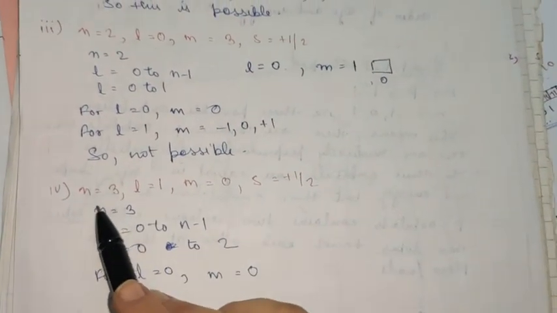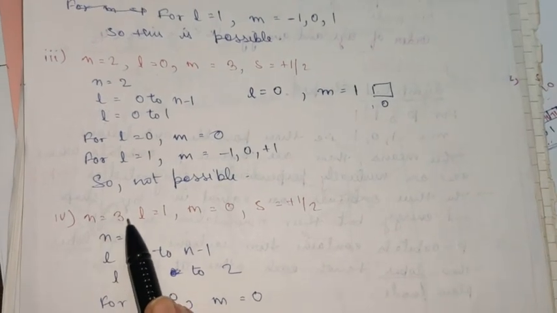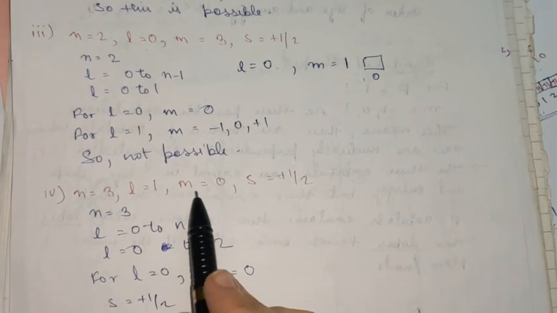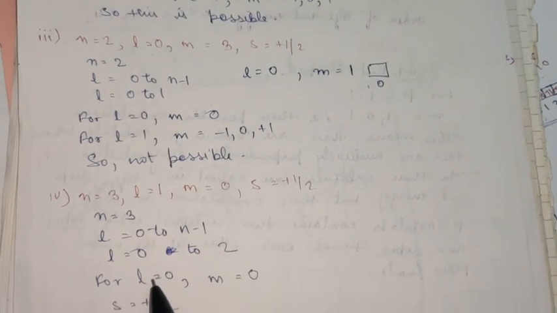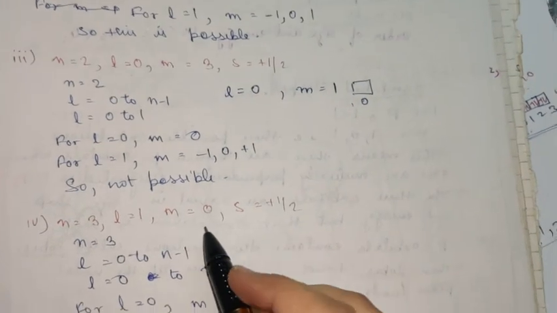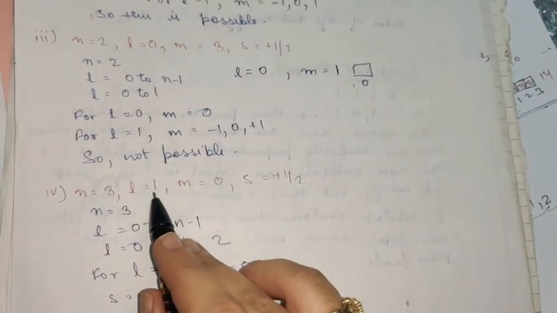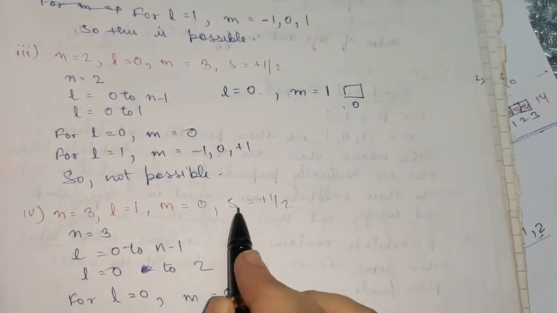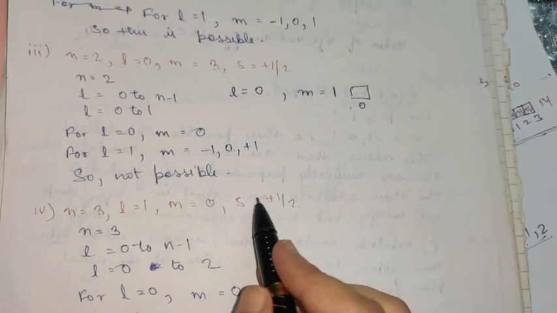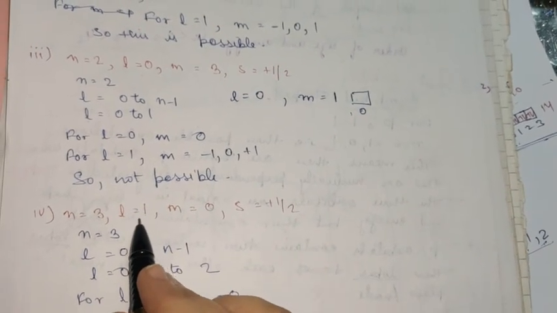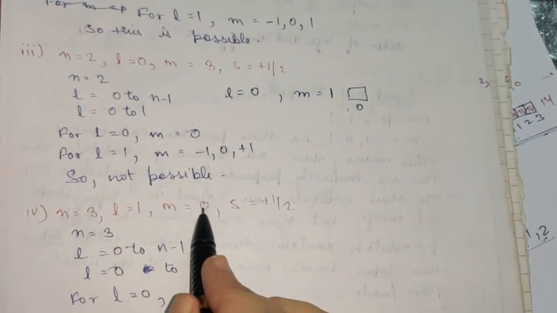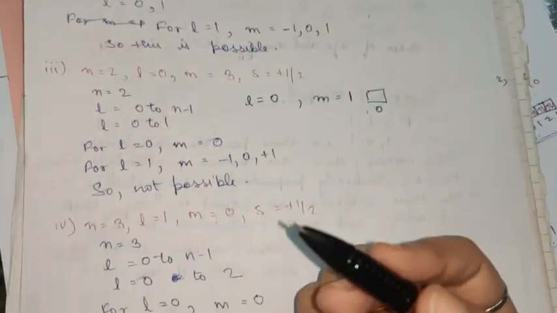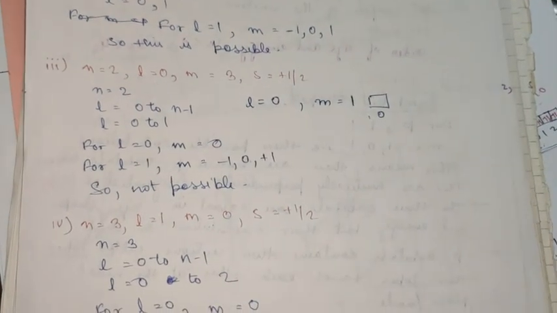Now coming to the fourth one, n equals 3. For n equals 3, l equals 1 is possible, but for l equals 1, is m equals 0 possible? No, it is not possible. And s equals plus half is possible. But for this p orbital, the value of m should be 3. That means it is also not possible. So far, whatever we did is not possible.